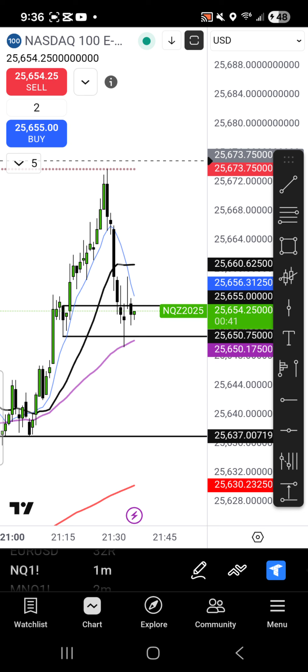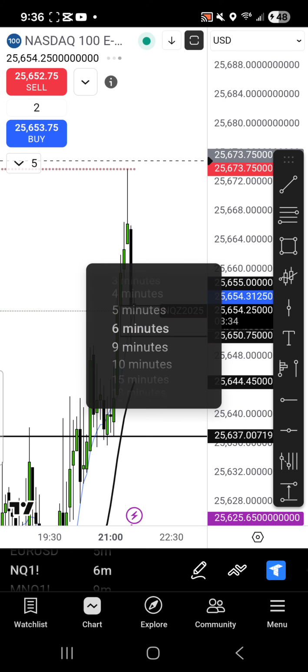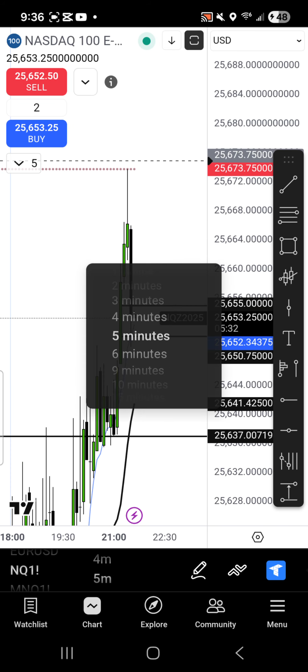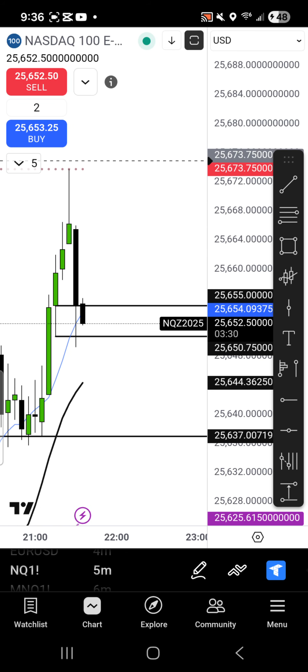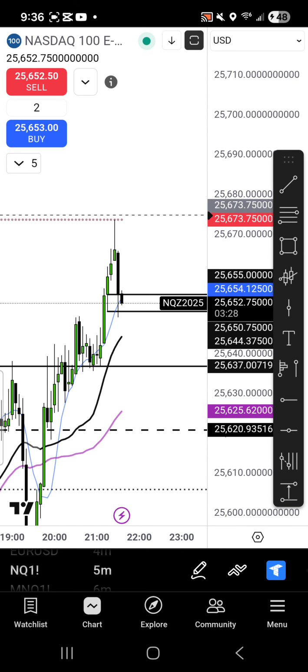Pay attention to it. So now we've got multiple levels of inefficiency. Go to the 5-minute chart, see what we've got. The 5-minute chart is aggressively selling off. We are in an uptrend.